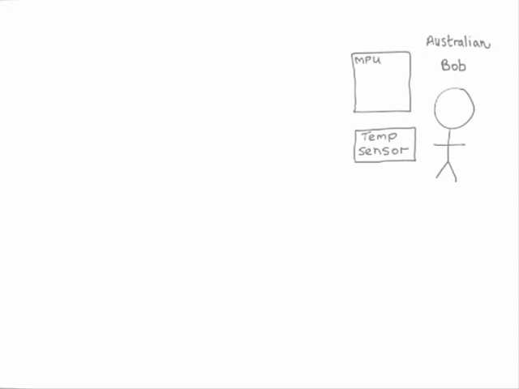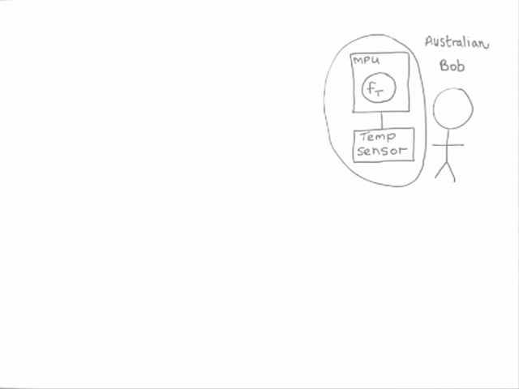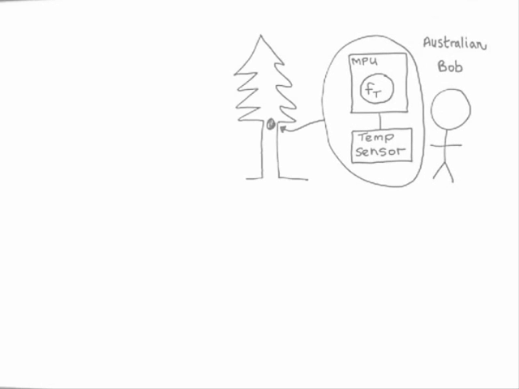So here's Bob. He lives in Australia, so let's call him Australian Bob. Now he's got a micro and a temperature sensor, and he's written a function to get the temperature from his sensor. And he's decided to make a little board up and nail it to a tree in his backyard to monitor the temperature.